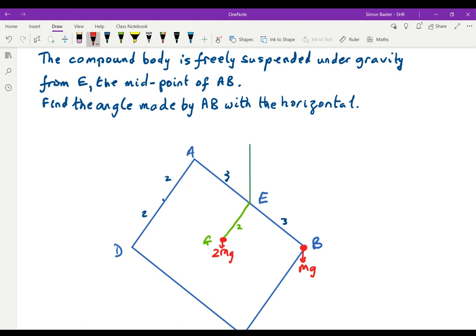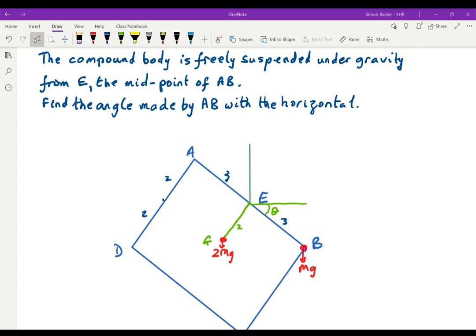And we are asked to find the angle that AB makes with the horizontal. So let's draw a horizontal. We want that angle, which I'll call theta. Well, in this case, I prefer looking at moments. If we take moments about the point E, we can ignore the tension in the string because the string is passing through the point, it has no moment. mg will have a clockwise moment, and the 2mg will have an anti-clockwise moment. They must balance each other out.